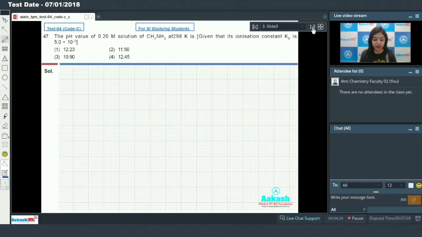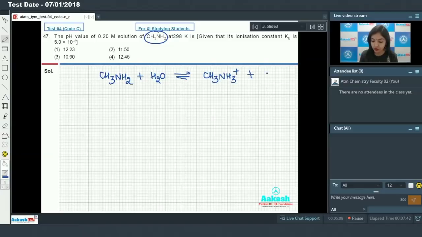Students, we have question number 47, which says that the pH value of 0.20 molar solution of CH3NH2 at 298 Kelvin is, and we have been given the ionization constant, that is Kb, which is equal to 5 into 10 raised to the power minus 5. So here you have been given CH3NH2, which is a base. So what will be the reaction of its ionization with water? It will ionize to give CH3NH3+ and OH-, because it is a base.